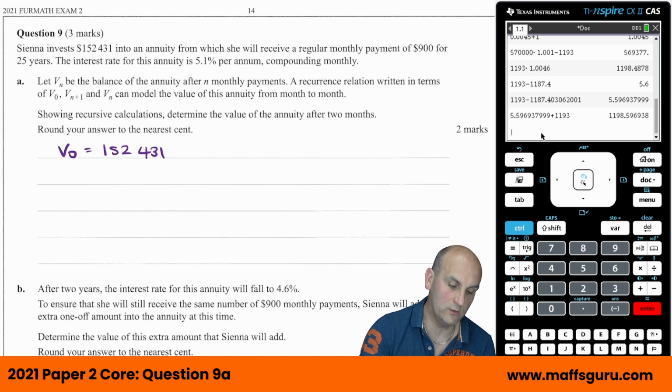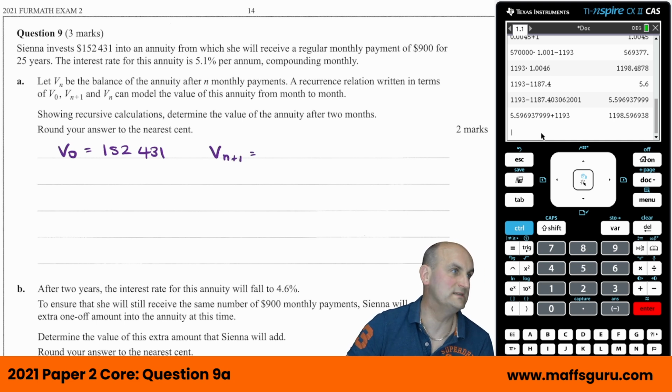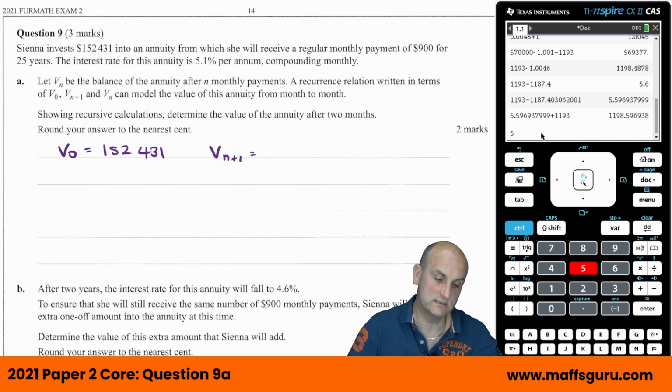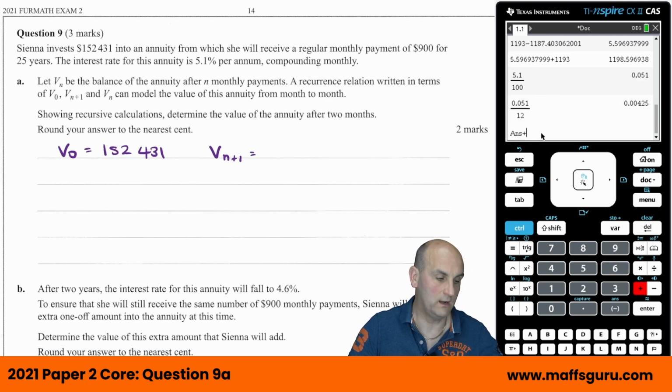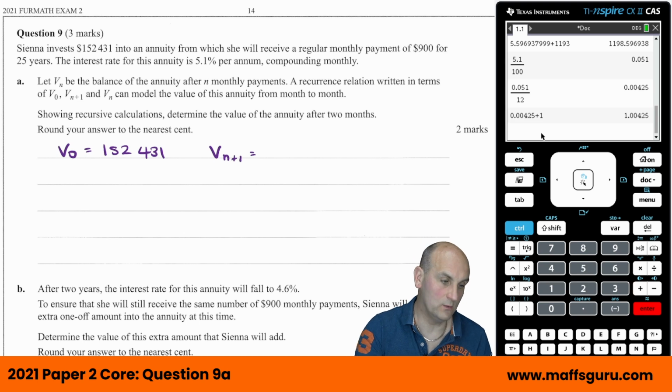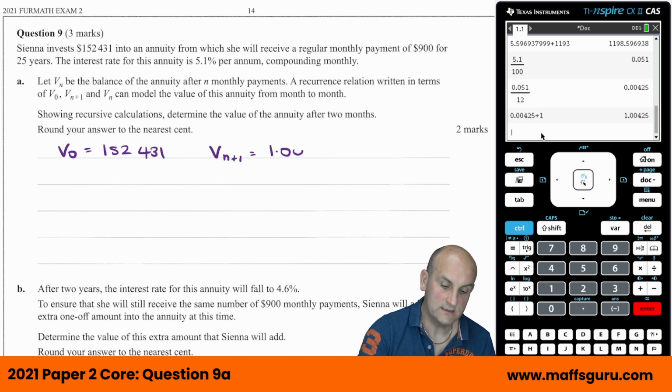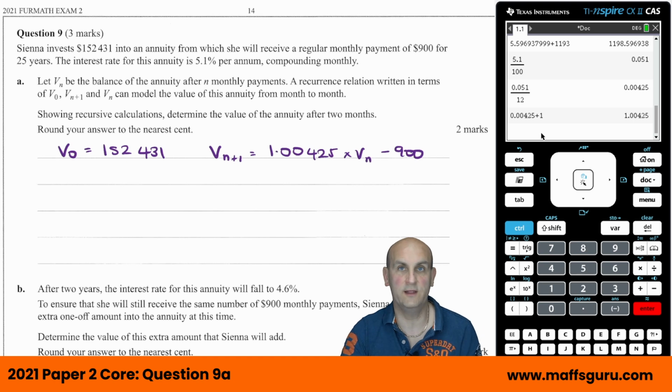All right, and let Vn be a recurrence relation that can be modeled. Show the value. Okay, so I now know that to get my recurrence relationship, I've got to do that. So it was 5.1% per annum, and it's monthly. So 5.1 divided by 100 divided by 12 and plus 1 gave me 1.00425. That was my interest rate times V of n, and then I'm going to minus 900. So there's my recurrence relationship.